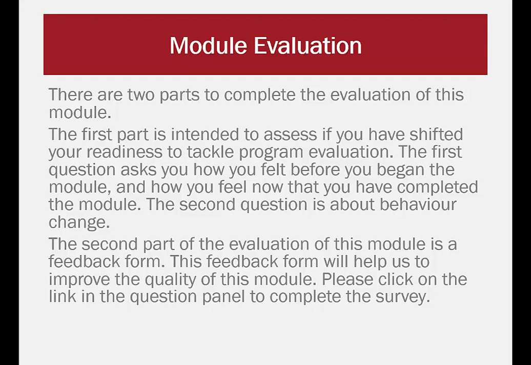What would a module about evaluation be without an evaluation of its own? There are two parts to complete the evaluation of this module. The first part is intended to assess if you have shifted your readiness to tackle program evaluation. The first question asked you how you felt before you began the module, and how you feel now that you have completed the module. The second question is about behavior change.